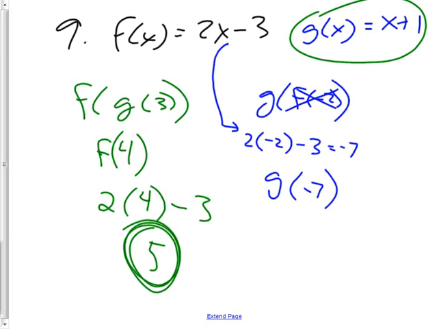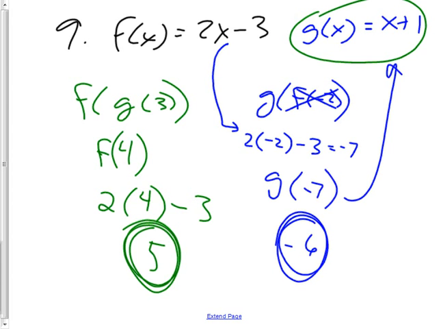And then g of negative 7, I go to this function right here, stick in a negative 7 there, and what do you get? Yep, final answer, negative 6. Did they even ask you for the domain?